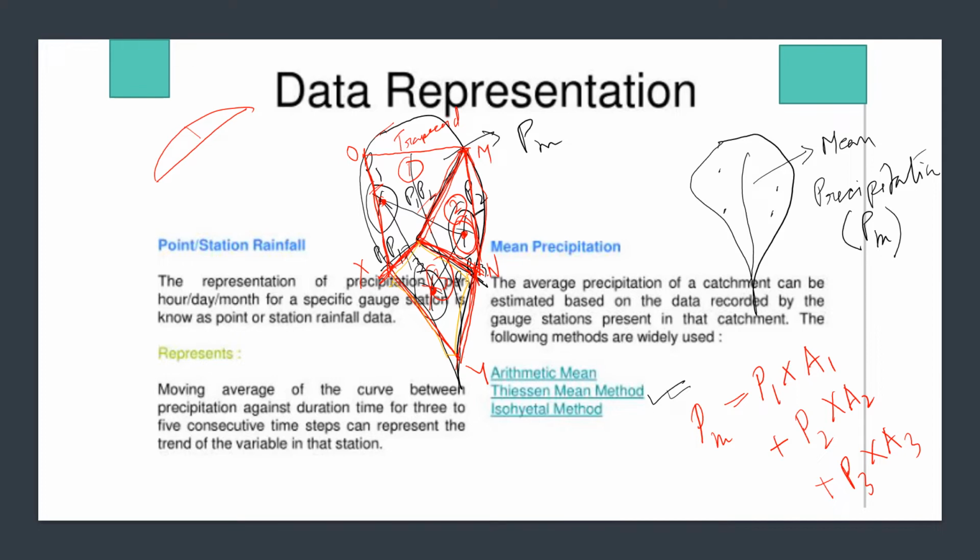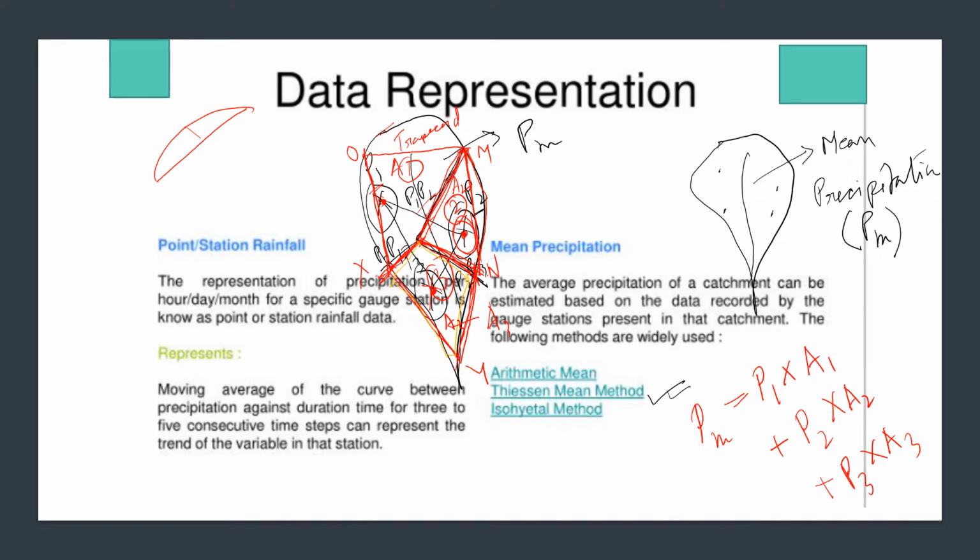This is the polygon which surrounds the rain gauge station P3. So that area is A3. So P3 into A3. The area of this polygon which surrounds the rain gauge station P1 is A1. The area of this polygon A2 surrounds the rain gauge station P2, and this is the area A3, which surrounds the rain gauge station P3.